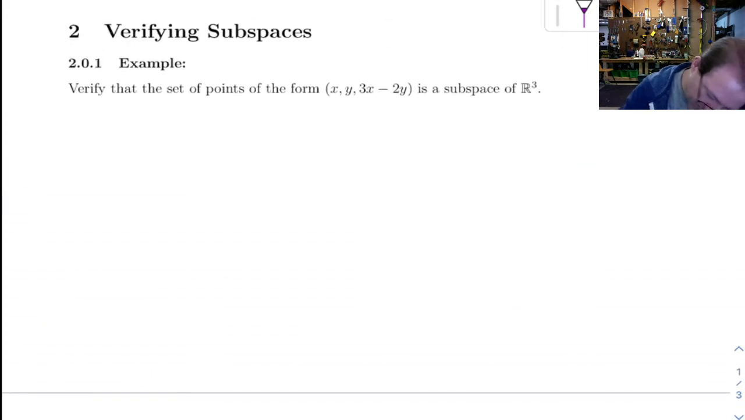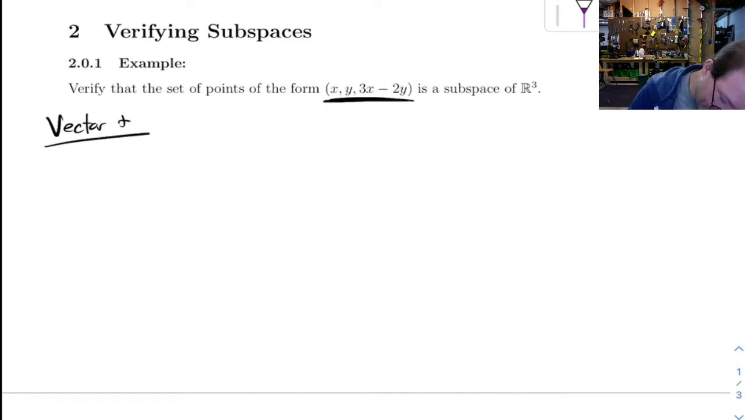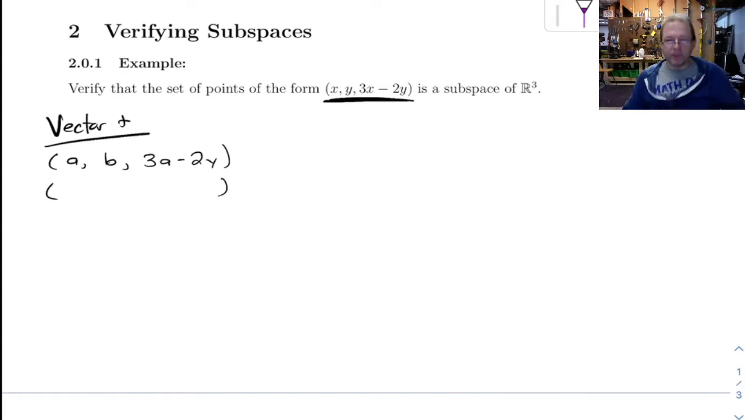So first, we'll do vector addition. We'll pick two arbitrary vectors of this form: a, b, and this next one is going to be 3 times the first minus 2 times the second. And now I'm going to pick a second one. Wait, that shouldn't be a y there. That should be a 2b.